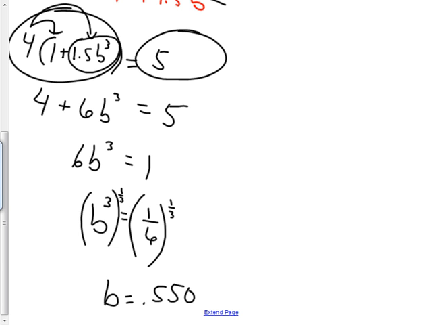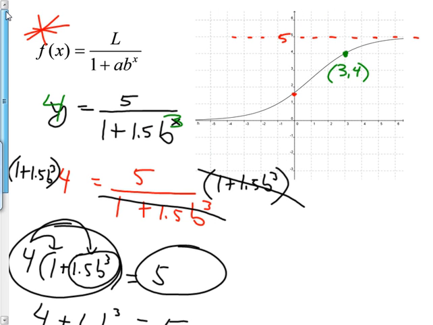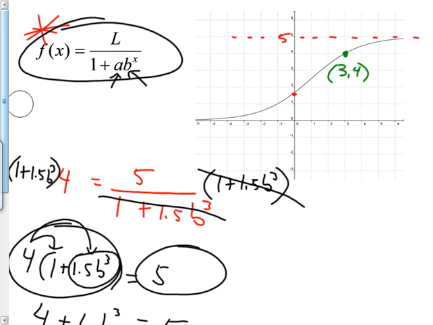All right, so 0.550 is the B, so then I'm going to go back up here and say, all right, I really wanted to get one of these guys, and I just figured out B. That goes here. I already knew the A was 1.5, and now I can rewrite this thing. I can put in what I know. Y equals, the limit was 5, over 1 plus, the start was about 1.5, and then the B was 0.55 to the x. There we go.